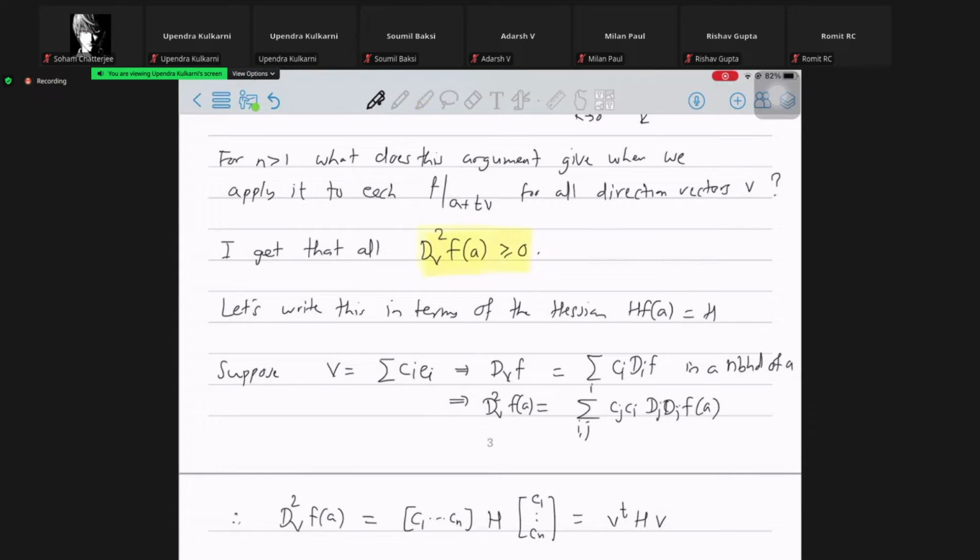Sir, could you explain how you got the double summation once again? Correct, so let us look at that. Look at this one first. This one gave me this. This is okay, right? Yes, sir. Now I'm going to apply the same result to the functions di f.